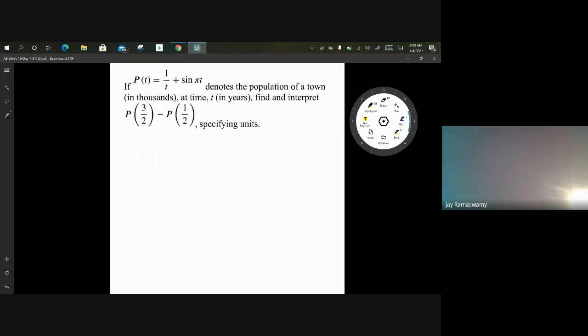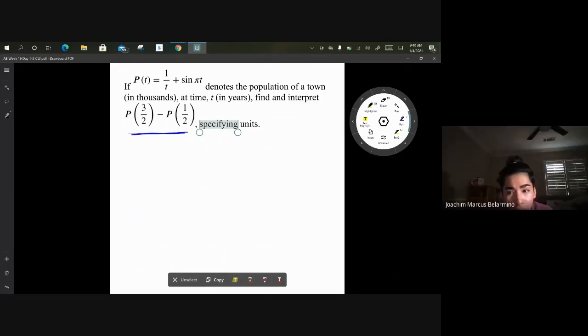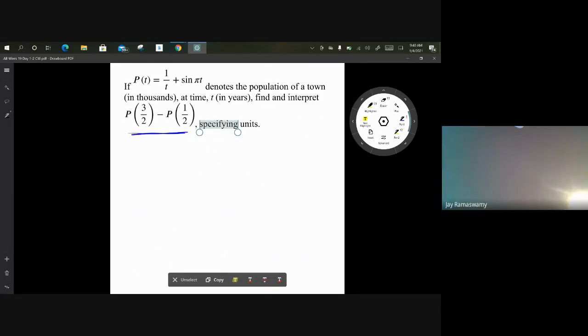Okay, go to page 15, please. Same question, but this time it says find that change. Oh, by the way, they give you P of t and they say P of 3/2 minus P of 1/2.